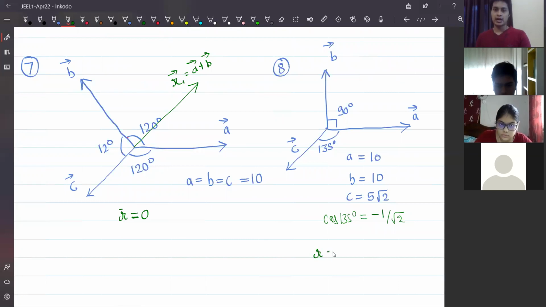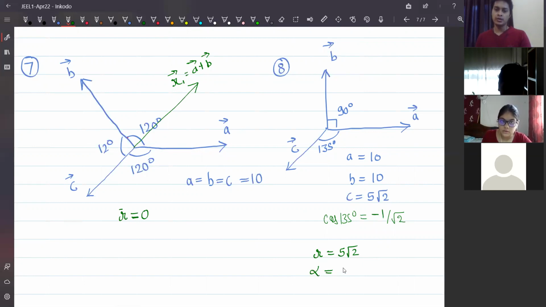For this, R will come out to be 10 root 3. For the next, R will be 5 root 2, and the angle of the resultant, alpha, will come out to be 45 degrees. You can note this down. And if you have doubts in problem solving this, we will discuss it in the next class.